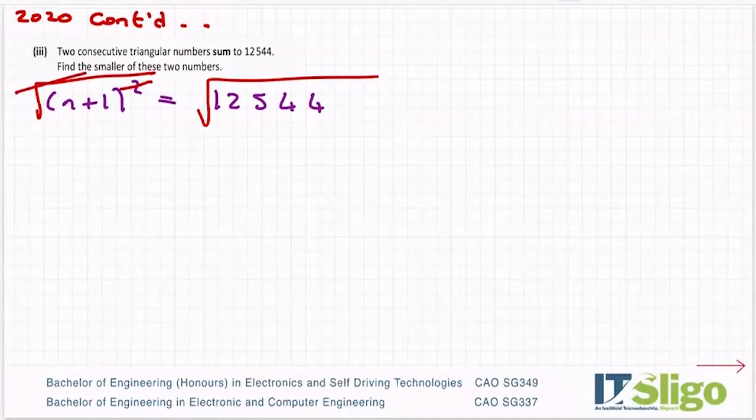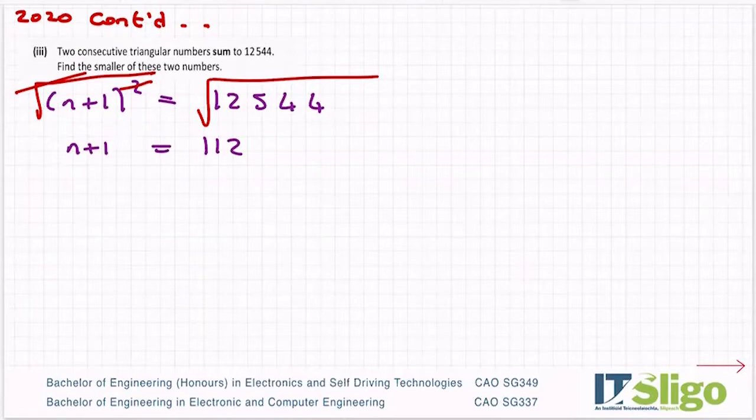So I popped the square root of 125,44 into the calculator to see did I get a nice round number, and I did indeed get 112. And again, I don't really need the brackets here anymore. Okay, so I hope that makes sense.